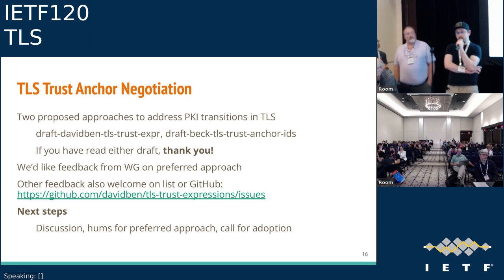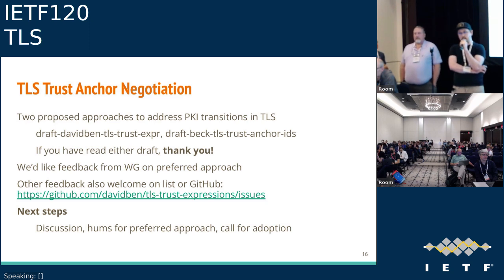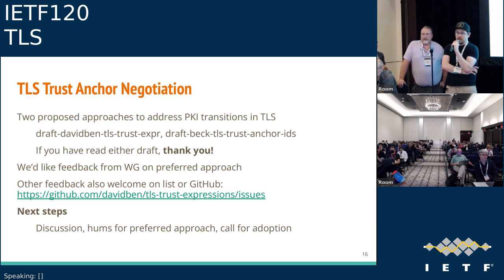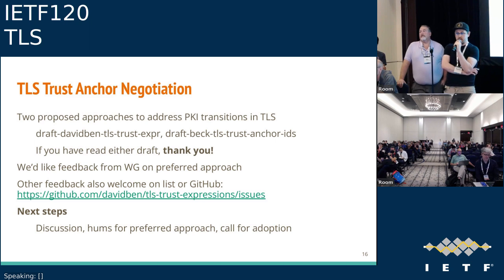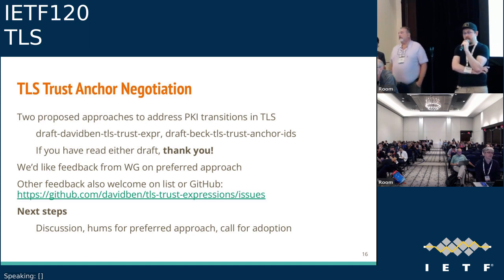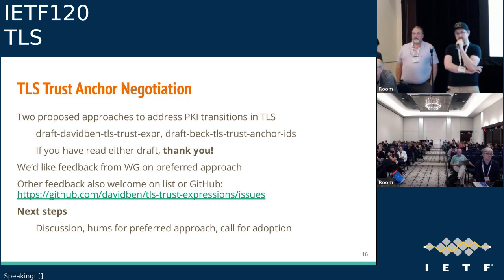And we always welcome feedback on the list or GitHub. GitHub issues are actually very easy to track and address directly. And finally, we want to open things up for discussion. We would like to take the temperature for general preferred approach in the realm of trust anchor negotiation in TLS. And based on that, feed that as input to our call for adoption strategy down the road.